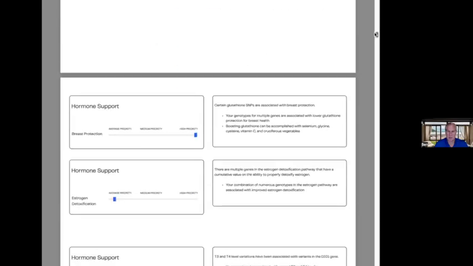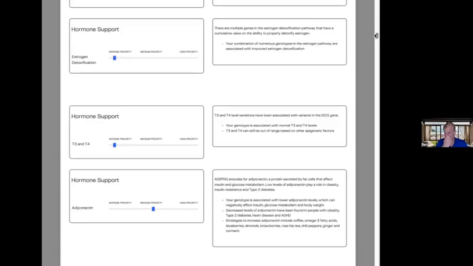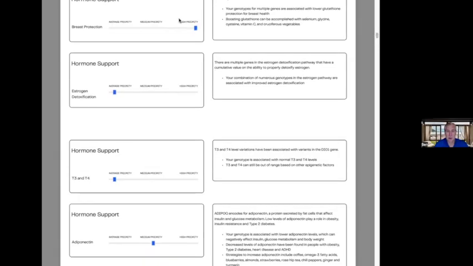Same with hormone support. Again, now we're going to focus in on high priority. We're going to share with them anything that we feel is pertinent from this box. We're going to talk about glutathione maybe, and we're going to talk about boosting glutathione with nutrients and foods. Keep it moving.